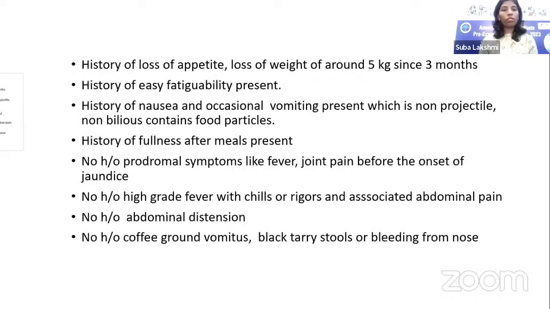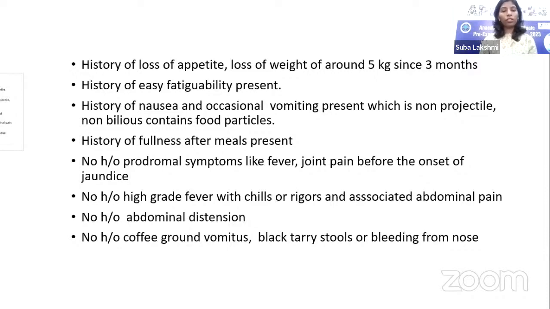History of generalized itching since 1 month, which was gradual in onset, progressive in nature, relieved on medication. History of loss of appetite, loss of weight of around 5 kg since 3 months. History of easy fatigability present. History of nausea and occasional vomiting present, which is non-projectile, non-bilious, contains food particles. History of fullness after meals present. No history of prodromal symptoms like fever, joint pain before the onset of jaundice. No history of high-grade fever with chills or rigors and associated abdominal pain. No history of abdominal distension.